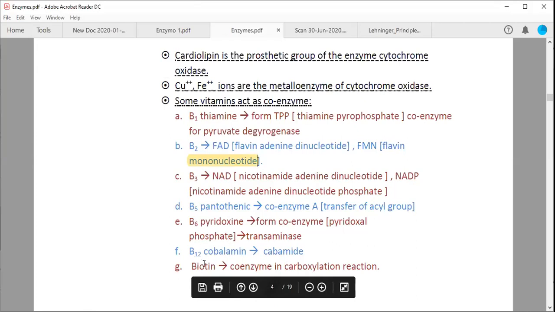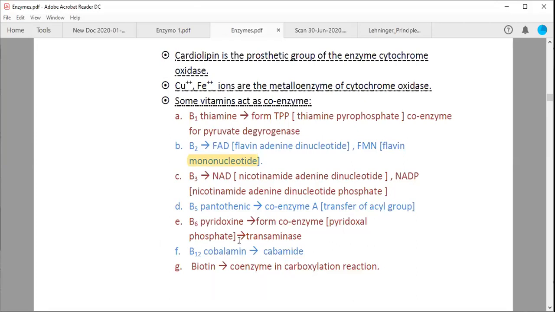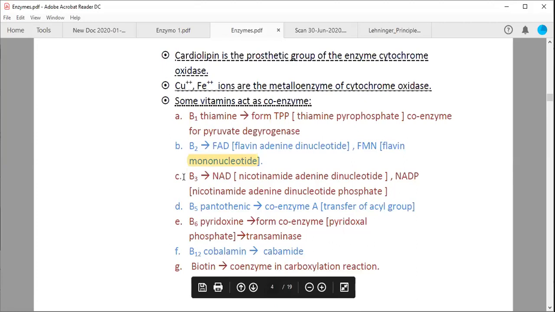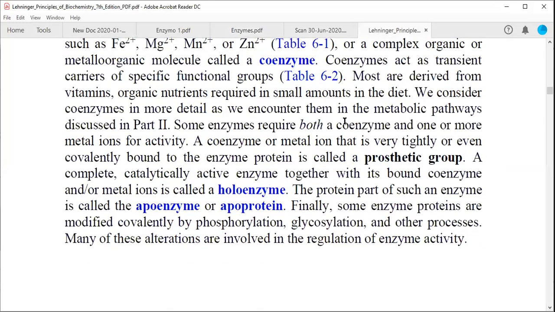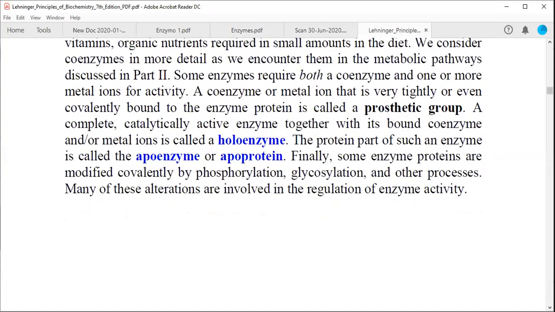Coenzyme. Then there's biotin. Biotin is also required in some carboxylation reactions. For example, after the first step in the Krebs cycle, where the pyruvate is getting converted into acetyl coenzyme A, biotin is required there. So this also has been described in Lehninger. So you can find these things from here. So this is all we have discussed.